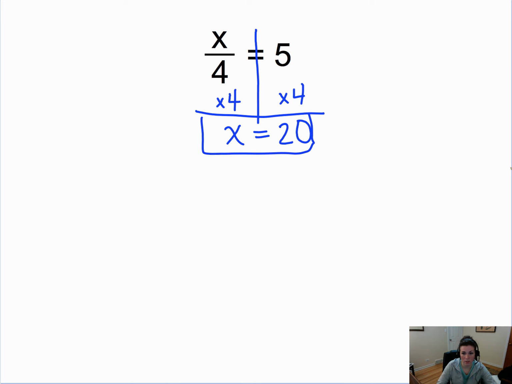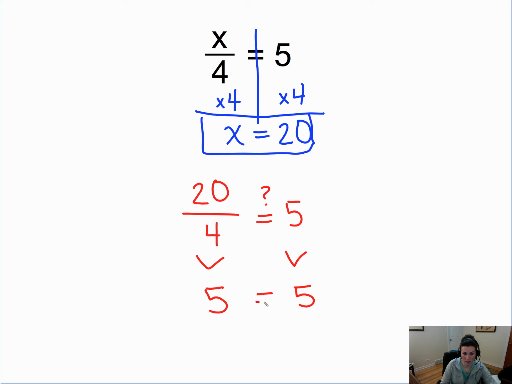So my answer that I think it is x equals 20, but I'll double check by plugging that in for x and see if that's equal to 5. 20 divided by 4 is 5, this is 5, and so they're equal to each other, so it's correct. That's all for one-step equations.